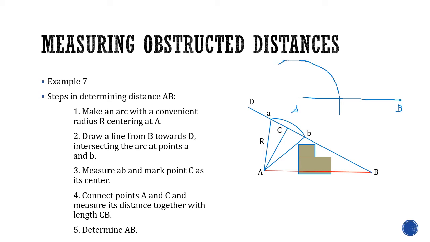You don't know where D is, it can be anywhere, but the rule is that it must intersect the arc. These intersections we will call small a and small b. Now you measure ab, then take the middle, which we call C. It's important that C is in the middle, so C should be the midpoint of ab.